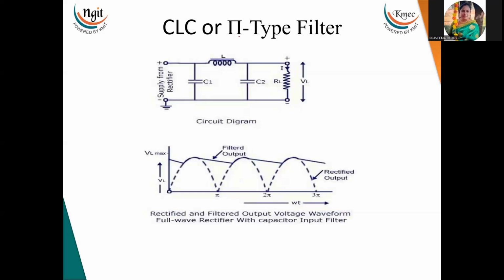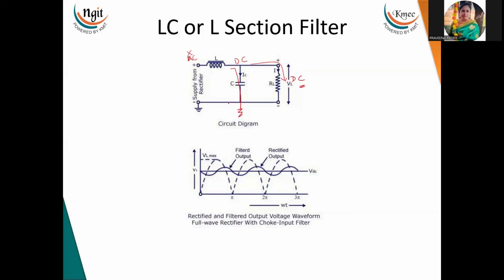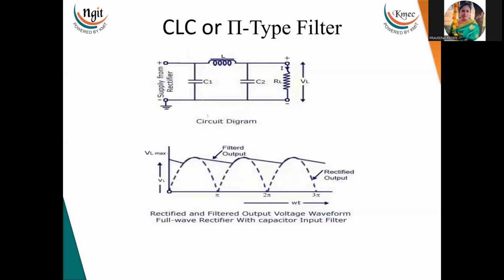This is the CLC filter. One capacitor is connected in parallel. This is a combination of the simple C filter and the L type filter. The shape of the LC filter looks like an L, so we call it the L section filter. Here the shape looks like a pi, with one line on top, so it is a pi type filter. We are using 3 components, C, L and C, and that is why the name is CLC.